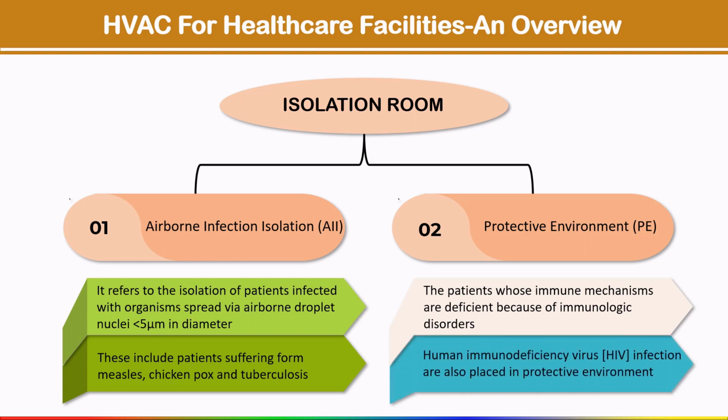Here, one point is written: human immunodeficiency virus, HIV infections, are also placed in a protective environment only. Some chronic diseases or immunosuppressive therapy, for example radiation and organ transplant, are also placed in a protective environment only. So this is all about the types of isolation room.